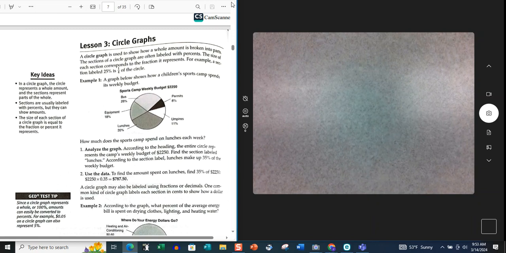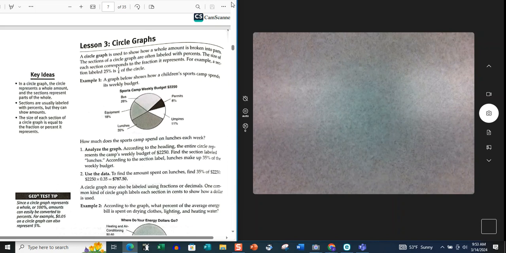Okay, so it says a circle graph is used to show how a whole amount is broken into parts. The sections of a circle graph are often labeled with percents. The size of each section corresponds to the fraction it represents. For example, a section labeled 25% is 1/4 of the circle.